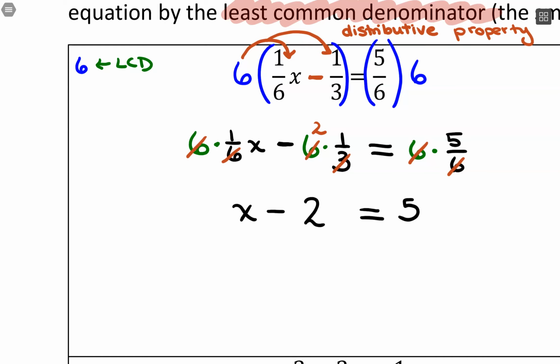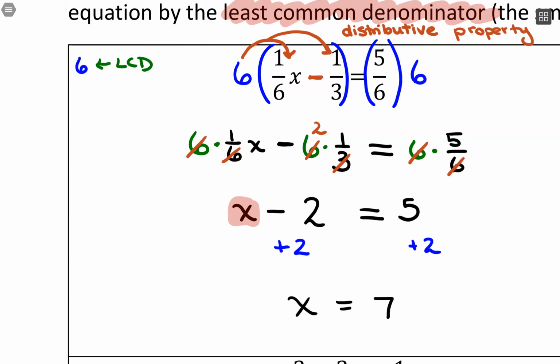And then from there, we end up with either a 1-step or 2-step linear equation that we did in the previous videos. So like with this one, trying to isolate x here. I have that minus 2, so I need to add 2 to create a 0 there, and I just need to do that to the other side as well. So that will give me just x equals 7.